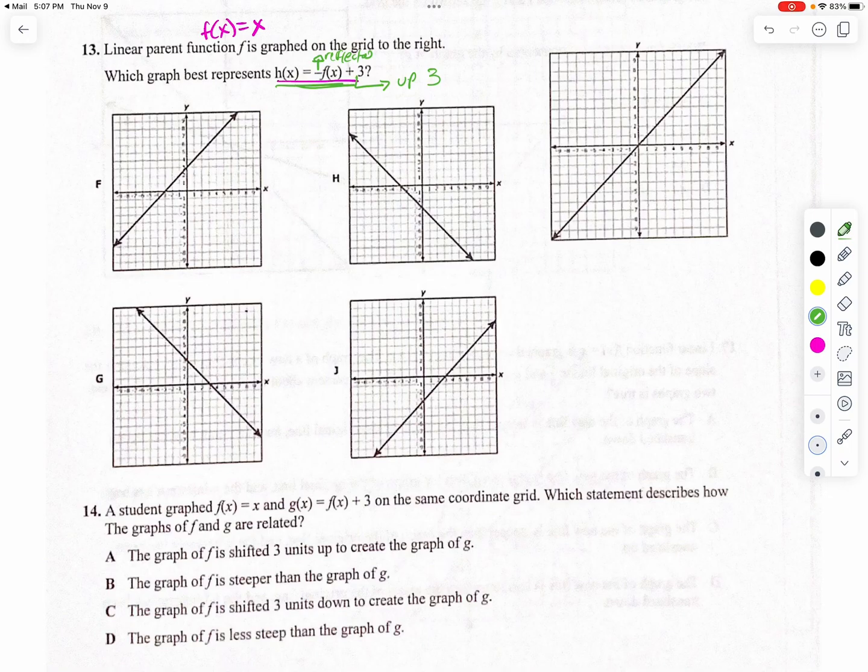So we got to go through all these graphs, and I would just go ahead and see which one has been translated up 3, because that's easy to do. This one has, this one hasn't, this one has, and this one hasn't. Right? They also gave us the parent function here. I failed to kind of point that out, but they gave us that as a guide.